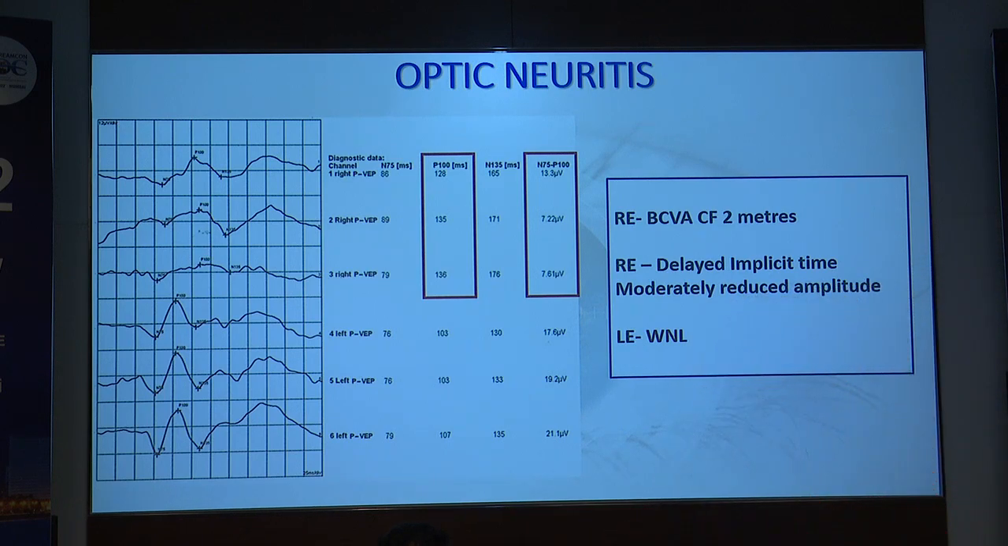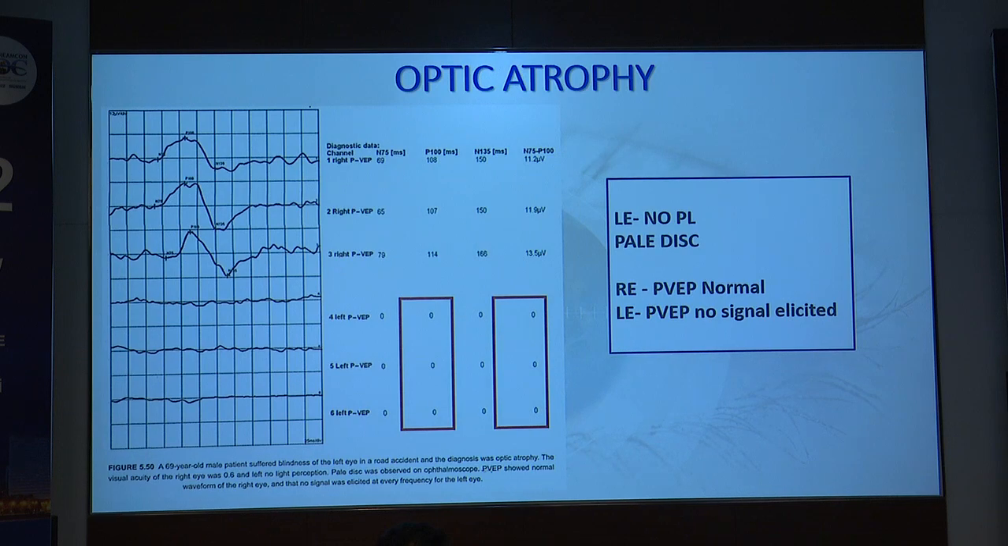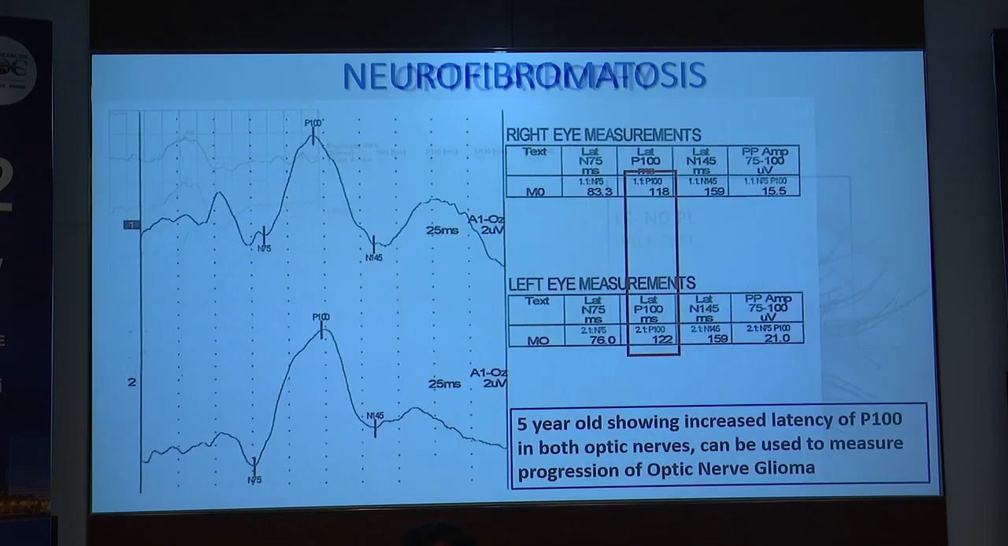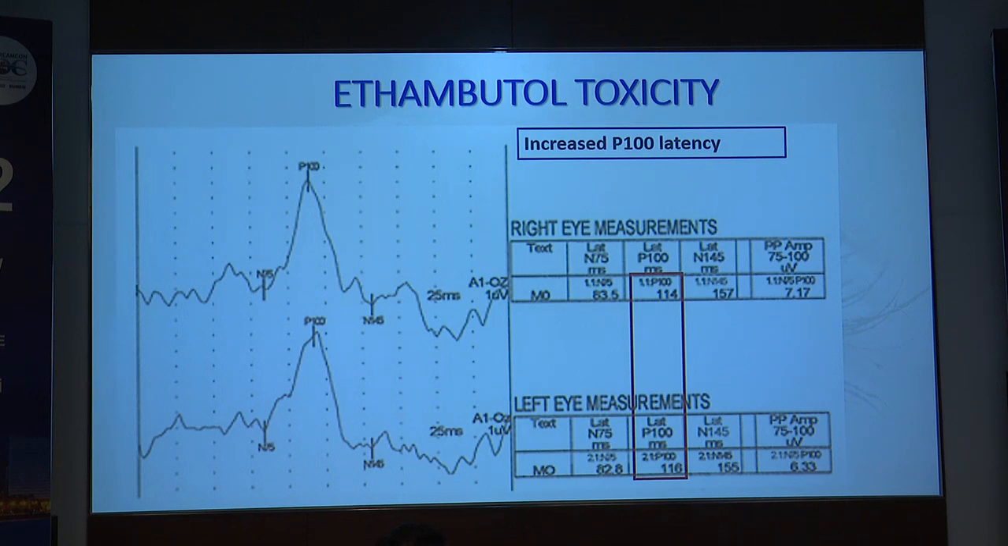Optic neuritis in the right eye: there is a delayed implicit time versus the left eye and moderately reduced amplitudes. This is a case of optic atrophy with no PL, and no signal in the left eye could be elicited. Now, a VEP can also be used to measure the progression of optic nerve gliomas in cases such as neurofibromatosis. There will be an increase in the latency of P100 in both the optic nerves with progression of the gliomas. In cases of toxic neuropathy like ethambutol toxicity, here the latency of P100 will be increased.